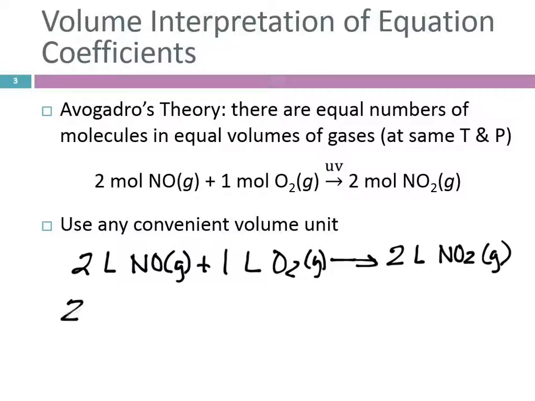We could also write this 2 milliliters and 1 milliliter and 2 milliliters. So we look at this equation, and if we started with 2 liters of NO, we could make 2 liters of NO2. So these are useful, practical types of calculations. Any questions yet?